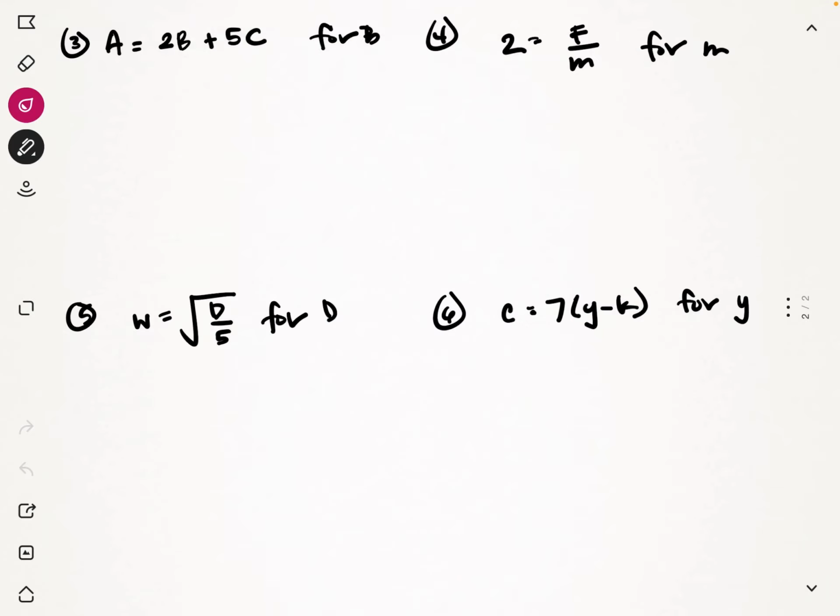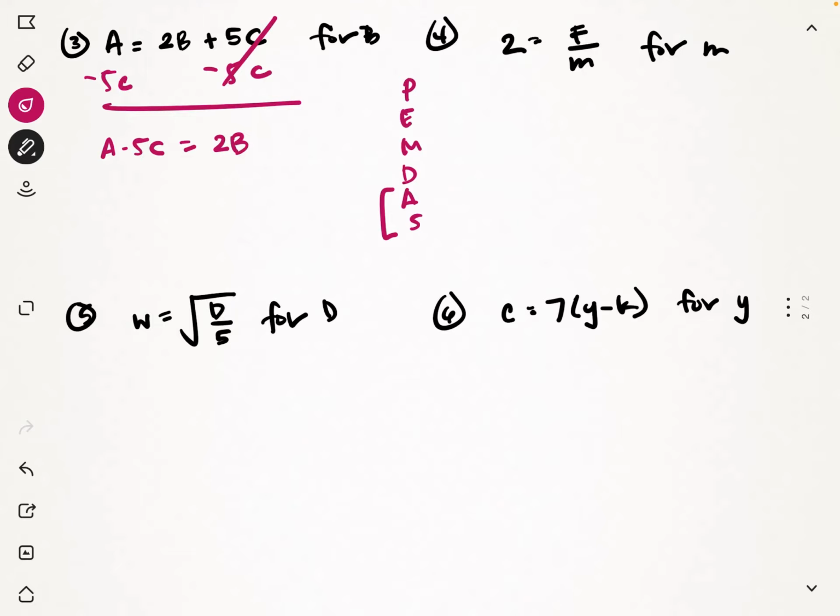Okay, on to problem 3. We have a equals 2b plus 5c. We're trying to solve this for b. So remember, when we're doing our solving, we're doing reverse order of operations. So anything we can get rid of by adding and subtracting, we're going to do that. We're going to subtract our 5c. So a minus 5c equals 2b. And then we're going to get rid of that 2 with a division. So b is equal to a minus 5c over 2.